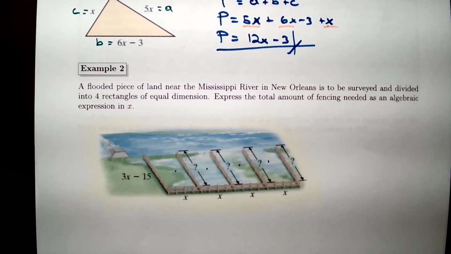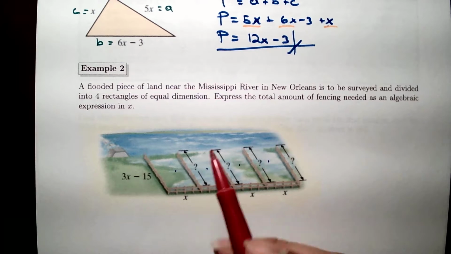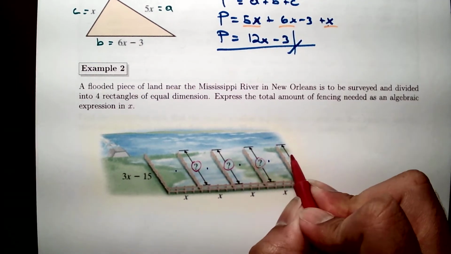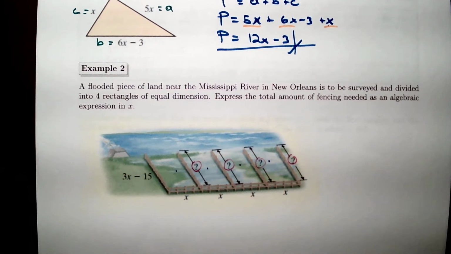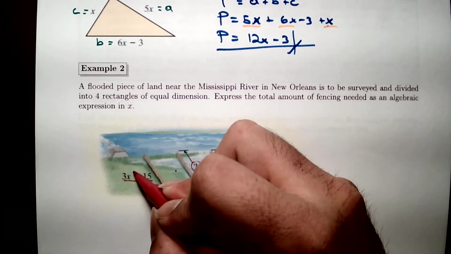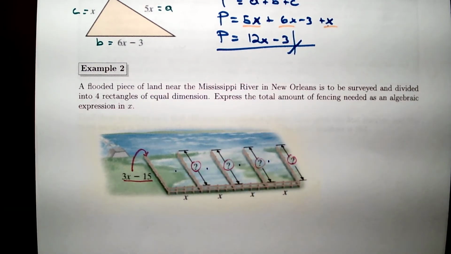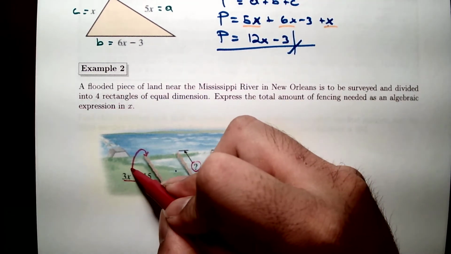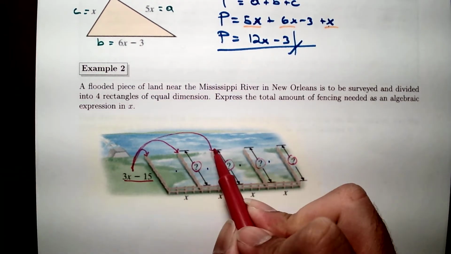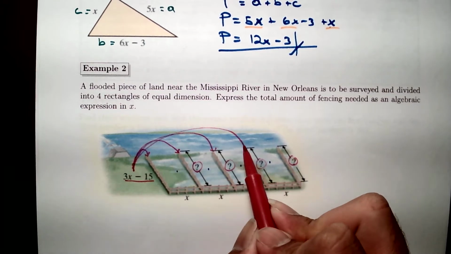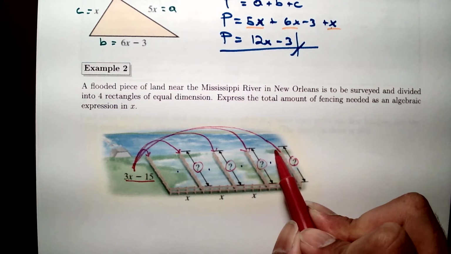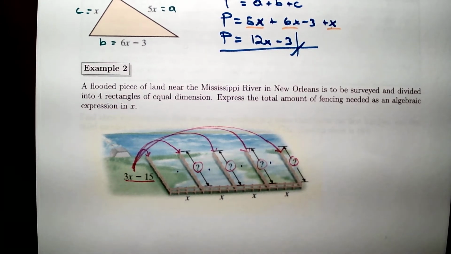All right. So these lengths in question mark are exactly the same as this one right here. So this length right there, 3x minus 15, is the same as that one, and also the same as that one, and also the same as that one, and finally the same as that one right there.